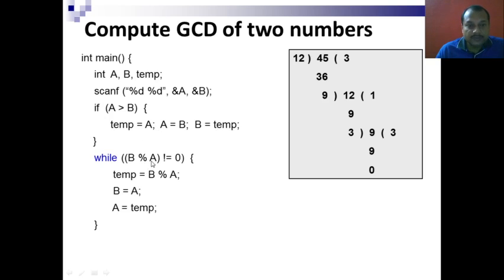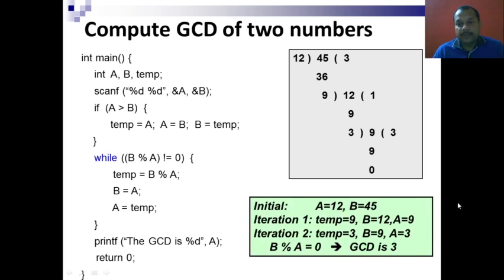Now after this division, the remainder will be stored in temp. If I consider this example, 45 will be divided by 12. After the division I will get 9, which will be stored in temp. Now this 12, which was in A, will be copied to B. After moving from A to B, I have to divide by this remainder. So this 9 will be copied to A, then again it will go back here. Let me finish the rest of the part and show you the manual tracing.